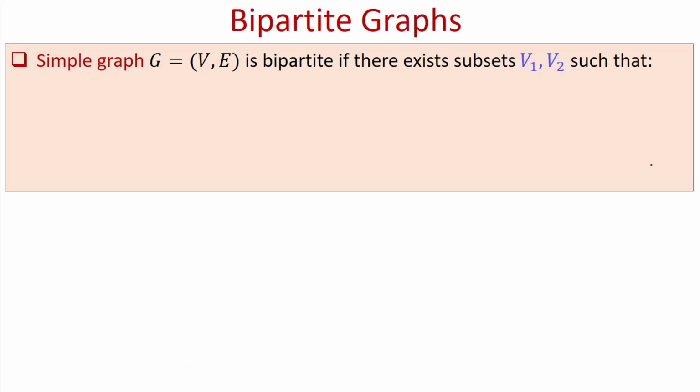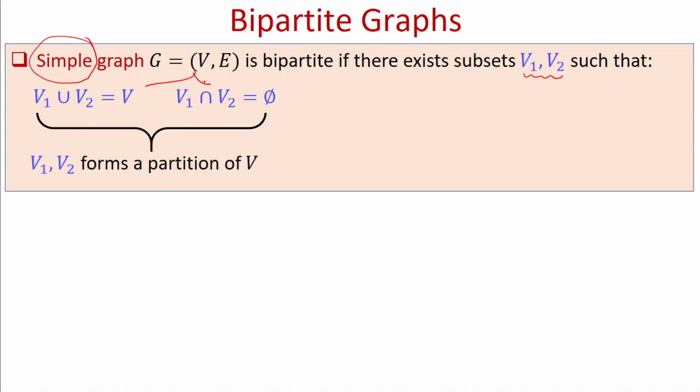Now let us next define what we call bipartite graphs. If you are given a simple graph, then the graph is called bipartite if we can find 2 vertex sets V1 and V2 such that the following hold. The vertex sets V1 and V2 should constitute a partition of your vertex set. That means the union of V1 and V2 should give you back the original vertex set and there should not be any overlap or intersection between the vertex sets V1 and V2.